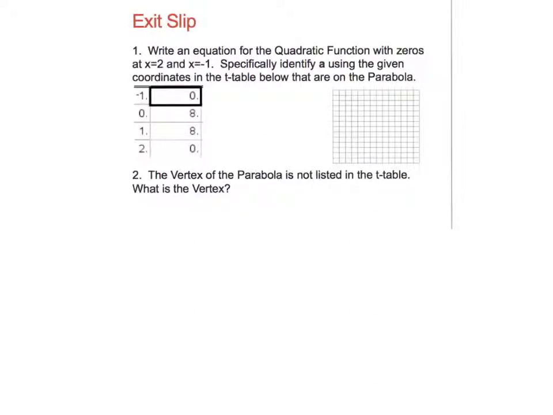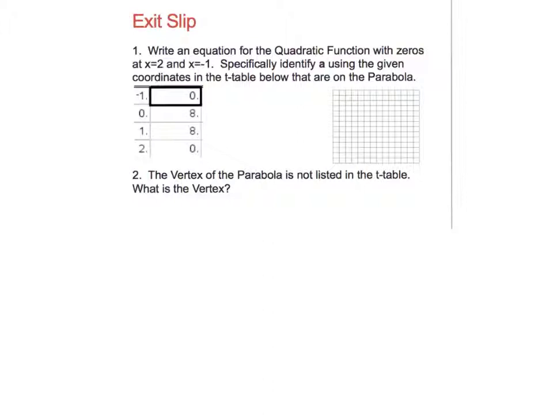In this exit slip, I'm assessing students' ability to do the work to find the quadratic equation for the quadratic function with the given information and to be able to graph it. I won't graph it during this demonstration because the graph's small on this screen, but I will show the work behind it and what I expect students to be able to do.